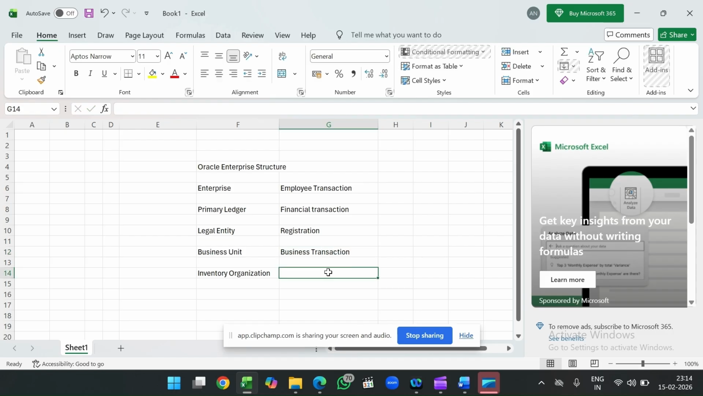So inventory organization in the sense, all the warehouse activities and inventory transactions will take place. So this is how the Oracle Fusion enterprise structure will be done by everyone.